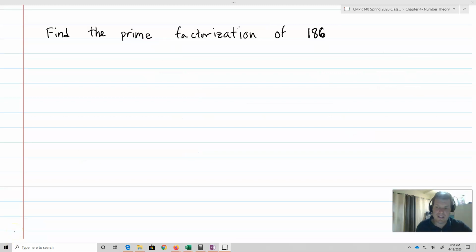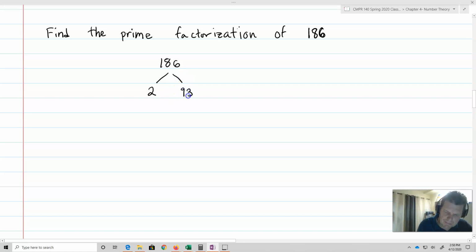So let's take a look at another example to find the prime factorization of 186. You look at that, it's even. Since it's even, I know it's divisible by 2, so I'm going to divide by 2, and that gives me 2 times 93. Now 93 is 9 plus 3, that's 12. That's divisible by 3, so 93 is also divisible by 3. It's 3 and 31.